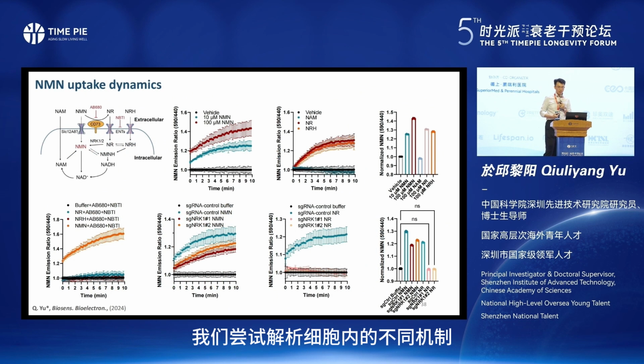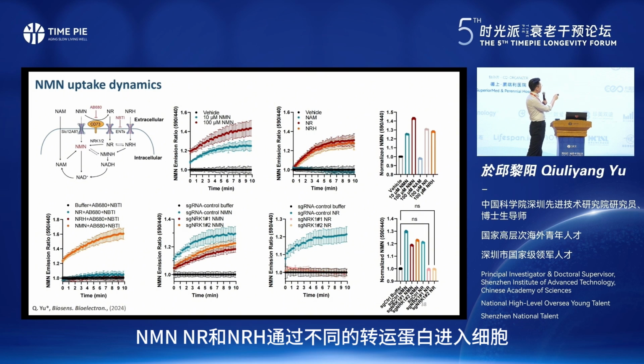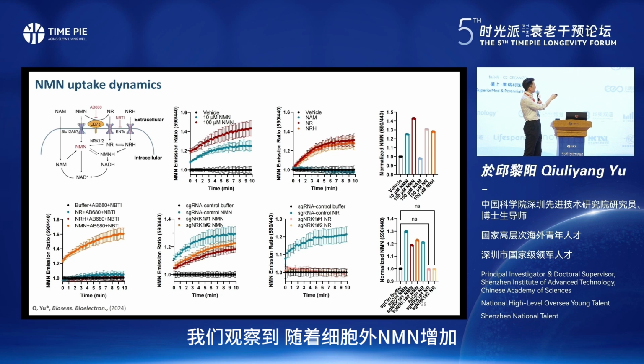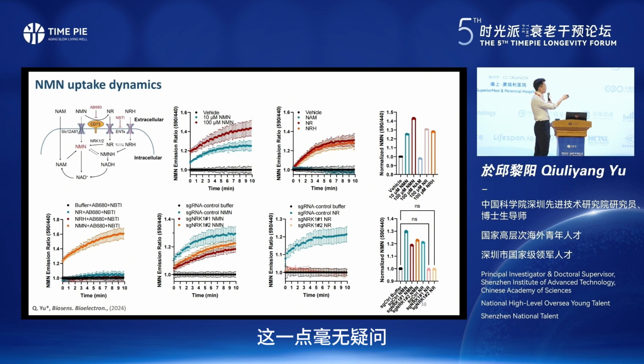What we then did is try to dissect the different mechanisms used by cells, here the HEK293 cells, to incorporate different precursors. So we have NMN, NR, and NRH, which supposedly enter cells by different transporters. We can indeed see that with extracellular NMN, the cellular NMN goes up. And here it is the same: NR and NRH can increase the cellular NMN. There's no doubt about that.